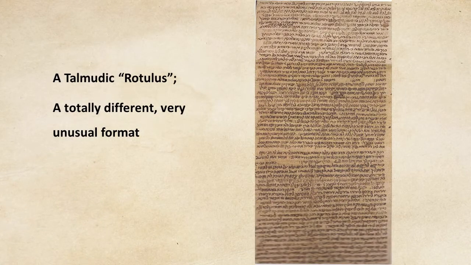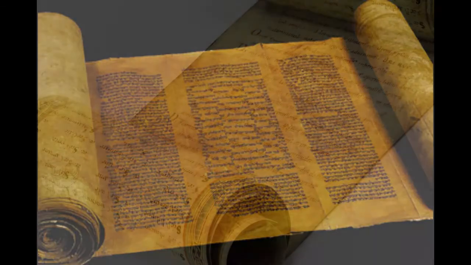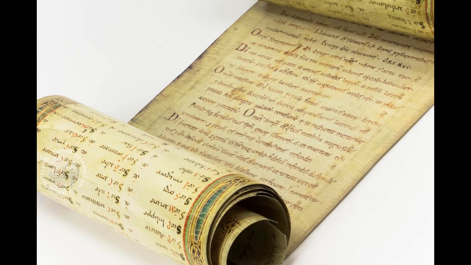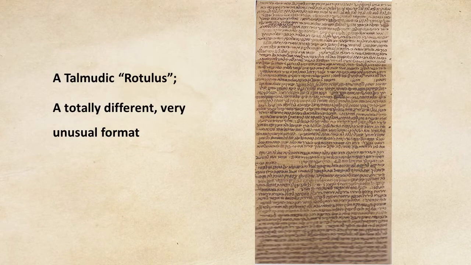Here is a Talmud written in the form of a rotulus. Now, what's a rotulus? A rotulus is a scroll. In Jewish services, the Torah is a scroll where you have a column and then you scroll to the next column, but this is different. It's on the side, and the whole scroll is one long column going from the beginning to the end. And so the whole Talmud is written on one long column continuously. So that's very unusual.